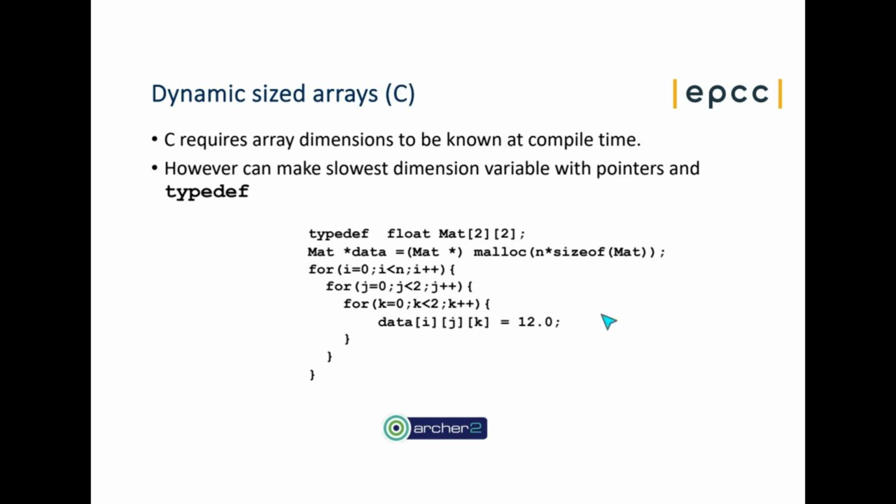C does require your array dimensions to be known at compile time if we're not doing dynamically allocated memory. You can do some nasty tricks to make the slowest dimension variable with pointers and typedefs. If you want 3-dimensional arrays, you can do a typedef for the 2 inner ones, and then a malloc for the outer one. That'll still work fine.